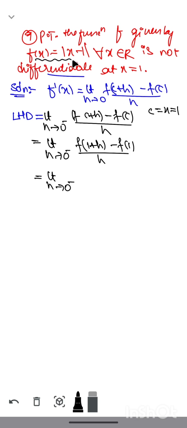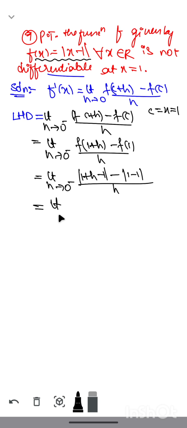Our function f of x is modulus of x minus 1. F of 1 plus h is replace the value of x by 1 plus h. That is only f of 1 plus h. So we get 1 plus h in the function f of x. In place of x I wrote 1 plus h. This minus 1 is as it is, minus f of 1. F of 1 is nothing but you will replace the value of x by 1 in the given function. Wherever x is there, replace the value of x by 1, we get f of 1. That is f of 1 is equal to modulus of 1 minus 1. That is what I had written here.